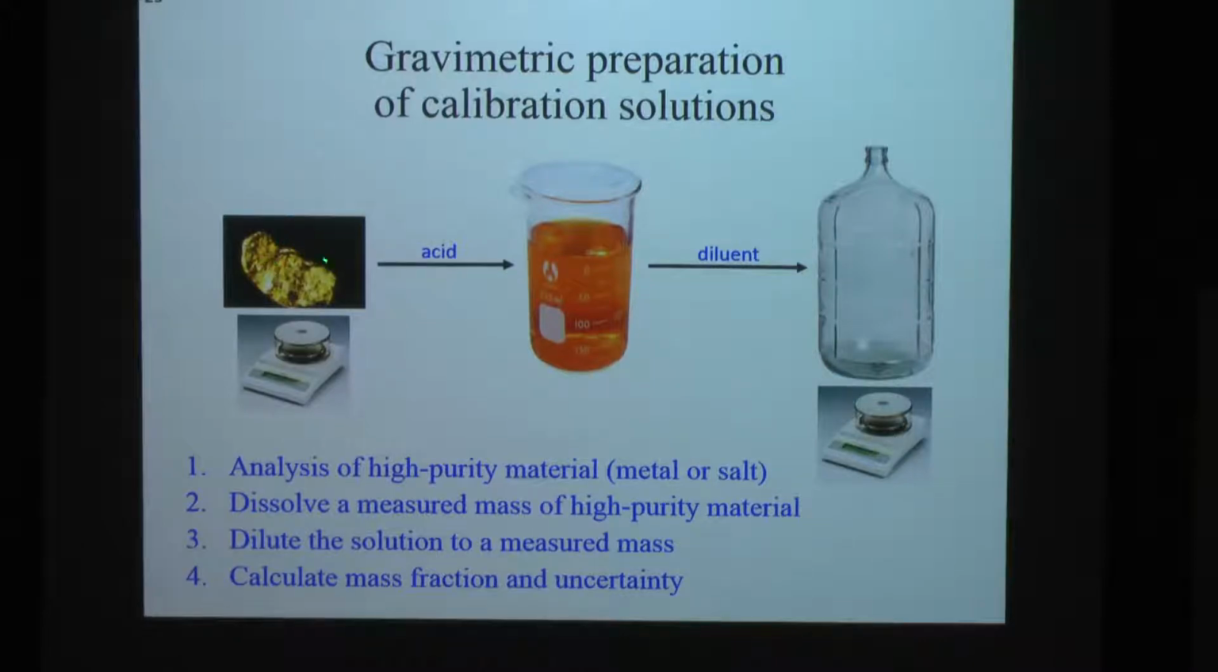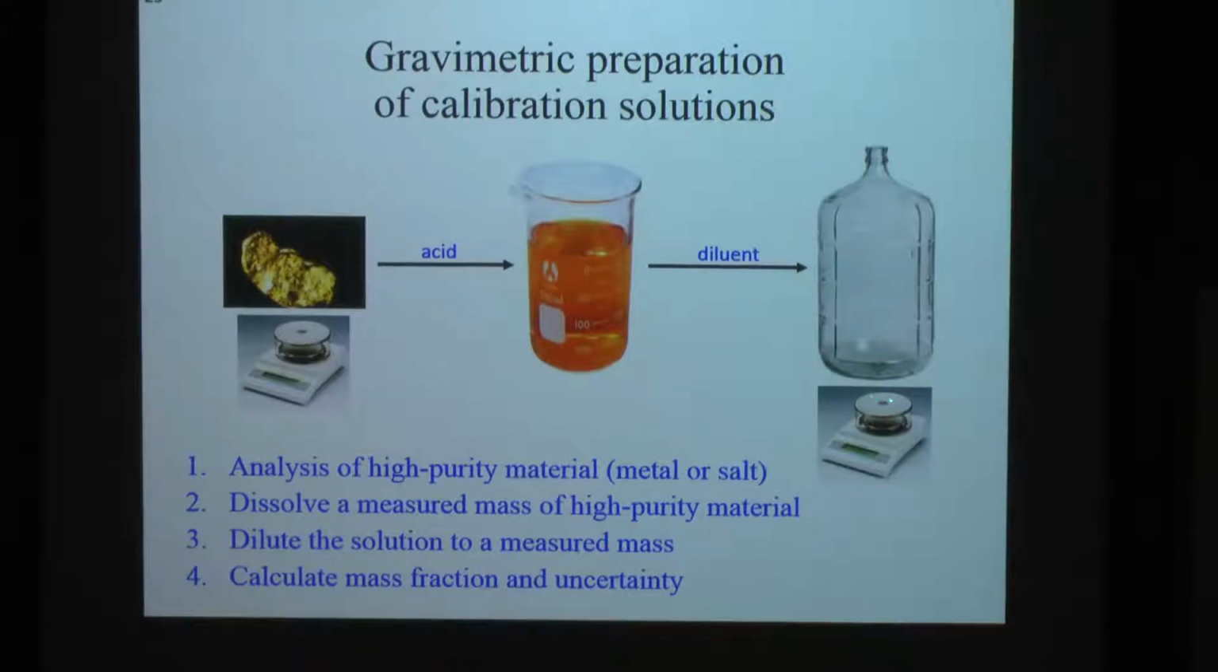You need to know what percentage of gold is in the gold. What are the impurities in the gold? You have to know that within an inch of its life. Or if it's salt, you need to know the impurities in the salt. You dissolve a measured mass of that high purity characterized material, not losing any. It has to be quantitative. Everything that you put in as the metal has to stay in solution and get in this bottle here. If it doesn't, you've got a problem.